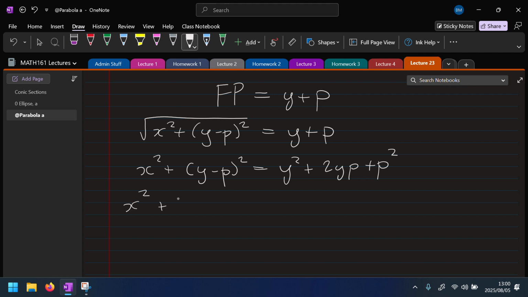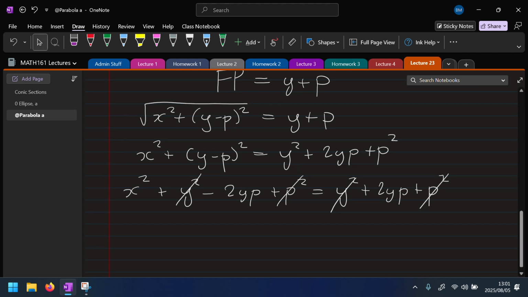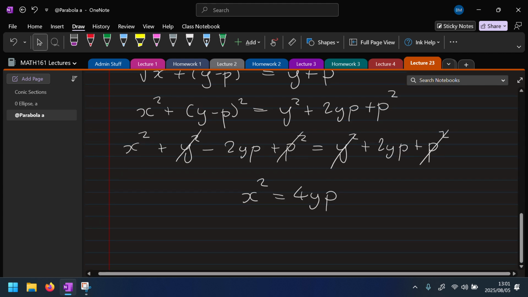So we have x squared plus y squared minus 2yp plus p squared equals y squared plus 2yp plus p squared. Okay, so everything expanded out. Let's see what cancels. We've got y squared on the left and the right. That can go. We've got p squared on the left and the right. That can go. Next, we've got minus 2yp on the one side and 2yp on the other. We can just take it over to the other side. And we end up with x squared is equal to 4yp.